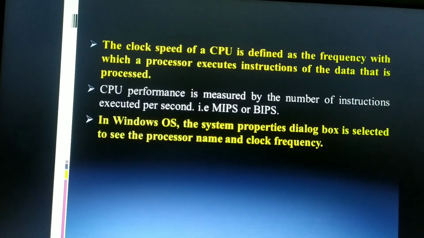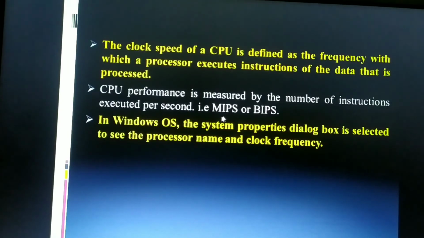Usually CPU performance is measured in terms of instructions executed per second. It might be executing million instructions per second or billion instructions per second. Usually MIPS stands for million instructions per second. And nowadays most PCs will come with a clock speed of more than 1 gigahertz. If your CPU is any model, it might be i3, i5 or i7, how many instructions are being executed per second? Depending upon that, you can measure the CPU performance.